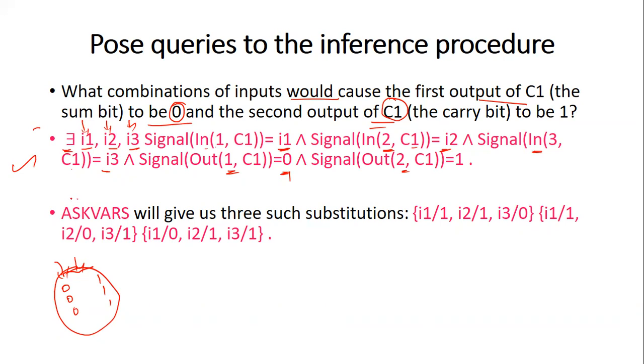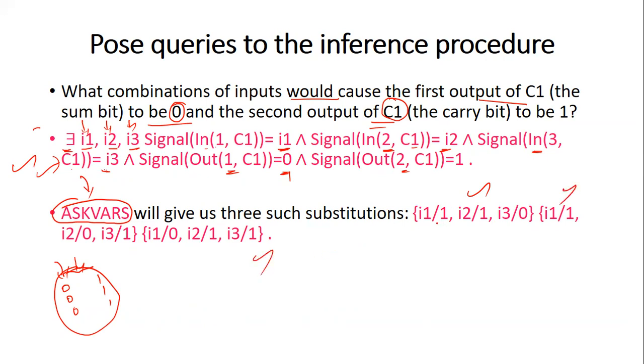So this query can be asked using ask vars. So this is the query. The query representation is something like this in first order logic, but you can ask it using ask vars. When you ask this using ask vars, it will return the possible outputs. These are the 3 possible outputs it can give: 1, 2, and 3.